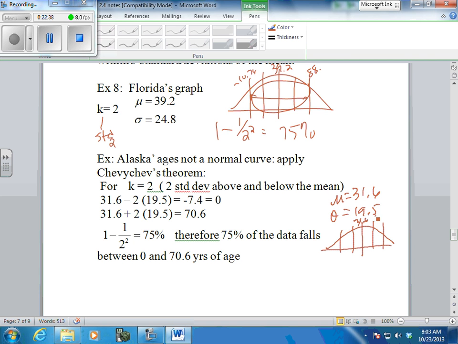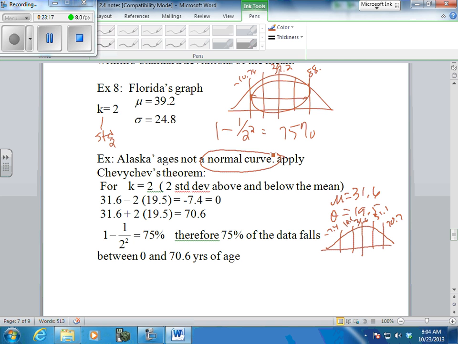So the first one is 51.1. And then 70.7. And then we're going to drop it down. You need to do this part first. 31.6. And do you ever expect to find a person negative 7.4? No. So it tells us right away something's wrong with our curve. And they're going to tell us that it is not a normal curve. It does not fit your normal curve.